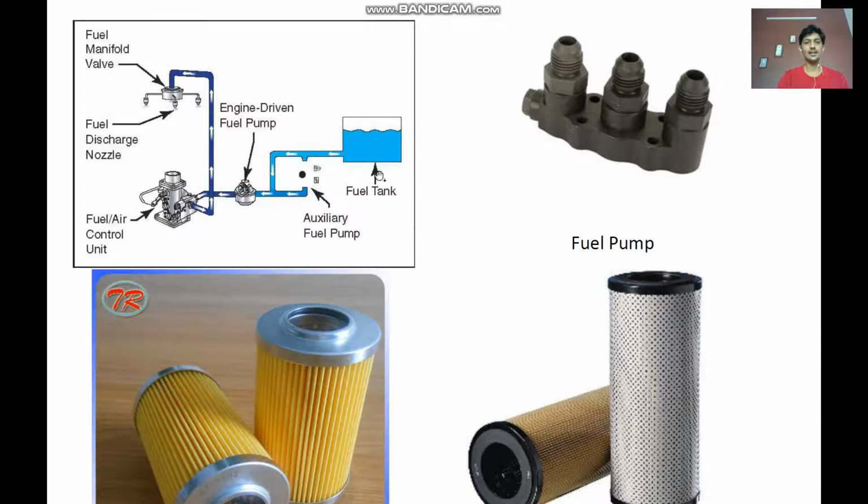From the tank, the fuel will be taken using an engine driven fuel pump, which will supply it to the control unit, where it controls the amount of fuel and air ratio based on the setup we give, that is, what equivalence ratio we want to maintain. So this control unit will fix that air fuel ratio, and based on that, fuel will be supplied to the manifold and will be discharged through the nozzle.